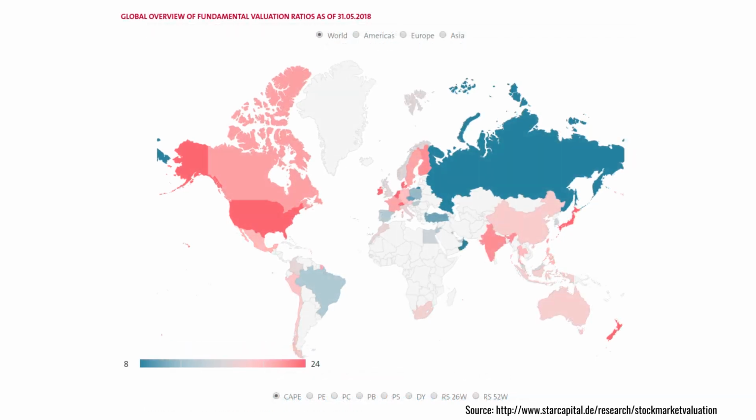Looking at the global valuation picture in May 2018, the story hasn't really changed. The US is still looking expensive and the UK is still looking cheap, and Europe is somewhere in between.